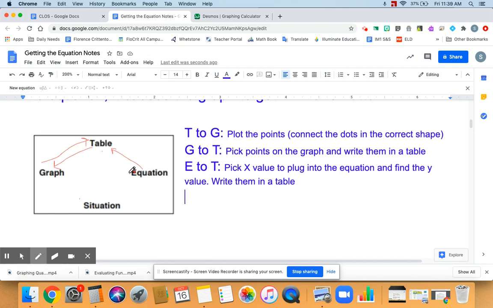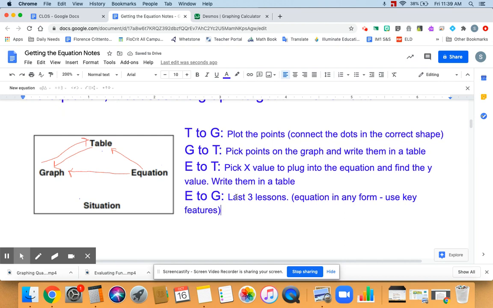Also, if I want to go from an equation to a graph, well, that's what we learned how to do in the last 3 lessons. Where if I gave you the equation in any form, we use the key features. We find the key features really fast, and we use those to create a good graph of it.